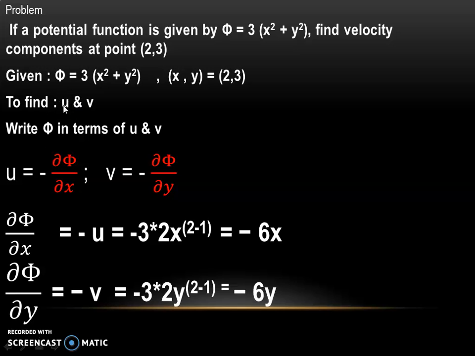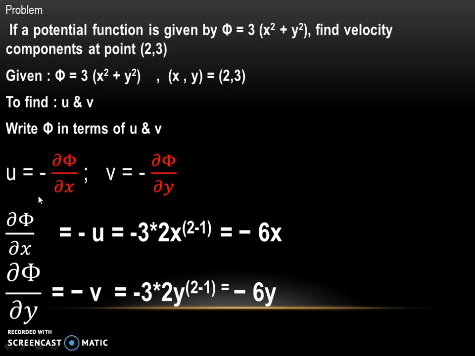To find out the value of u, we will try to check out the equation which is available, which relates u and the given equation, that is phi. So the equation which relates phi and u is u equal to minus dou phi by dou x. Similarly, the equation which relates v and phi is v equal to minus dou phi by dou y. Since we know the equation for phi, we can find out what is dou phi by dou x.